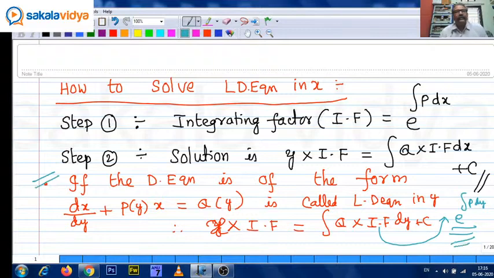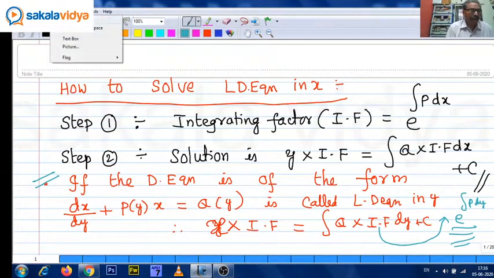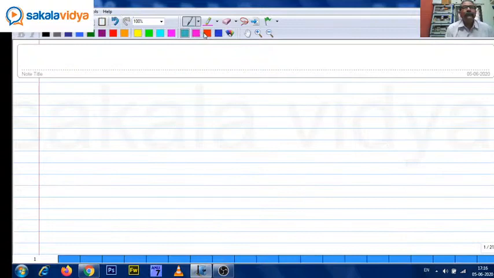Simultaneously we have discussed linear differential equation in x and linear differential equation in y also. So next one is Bernoulli's equation.